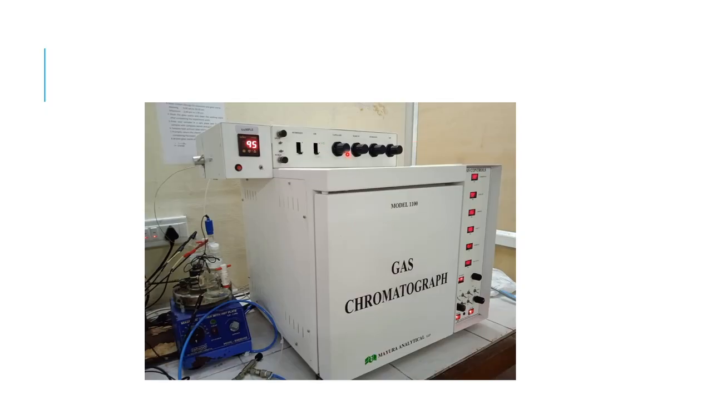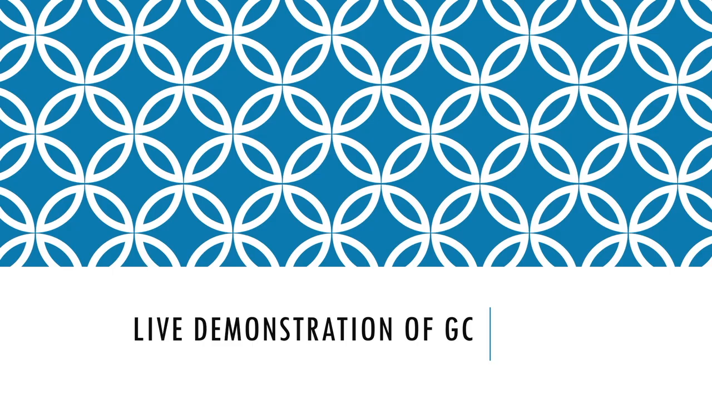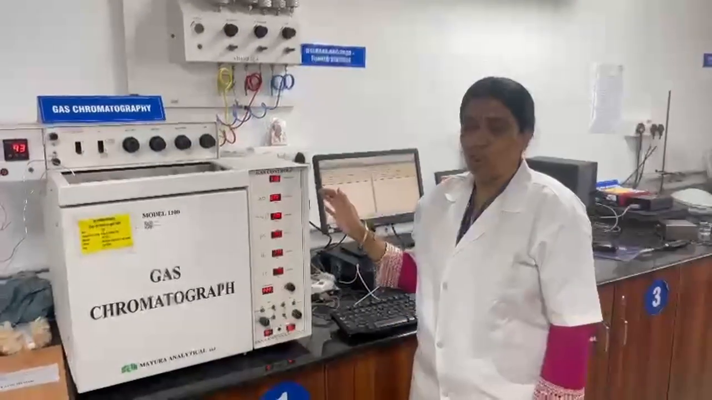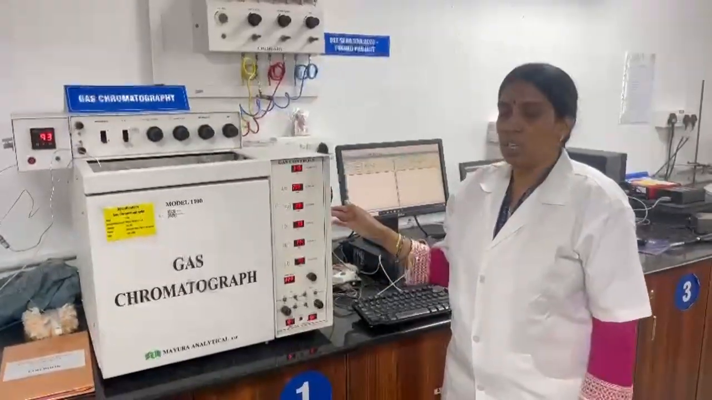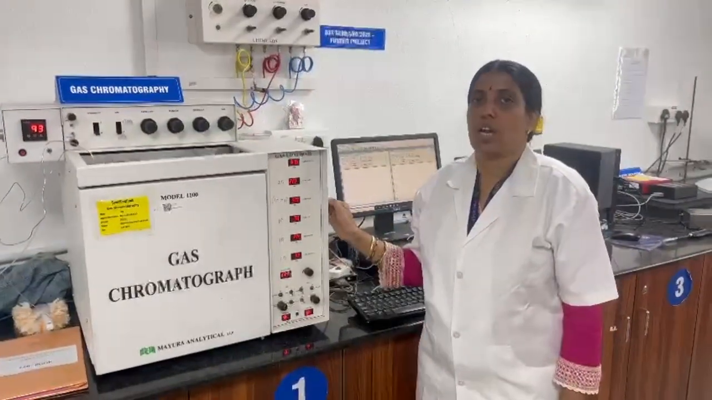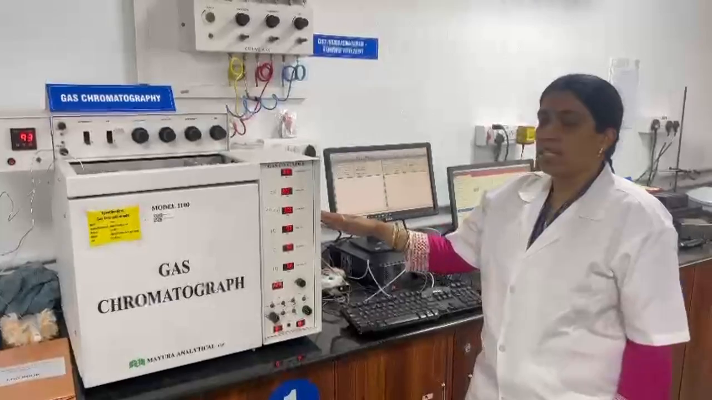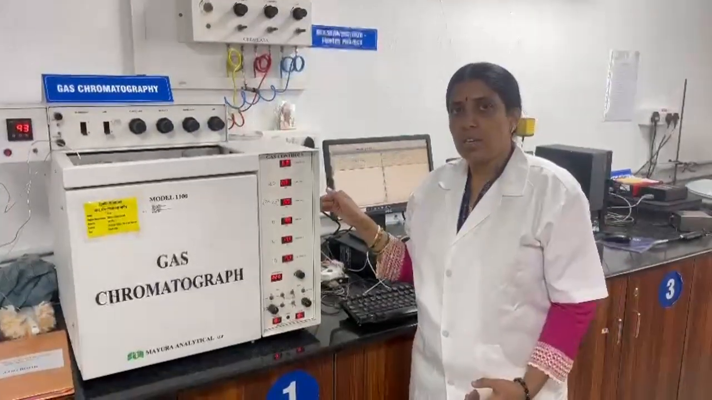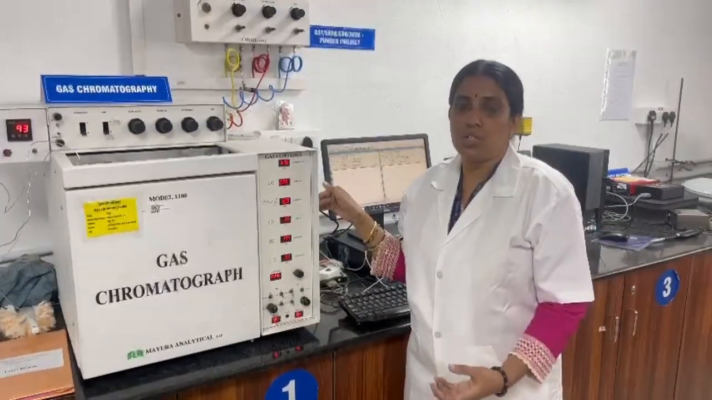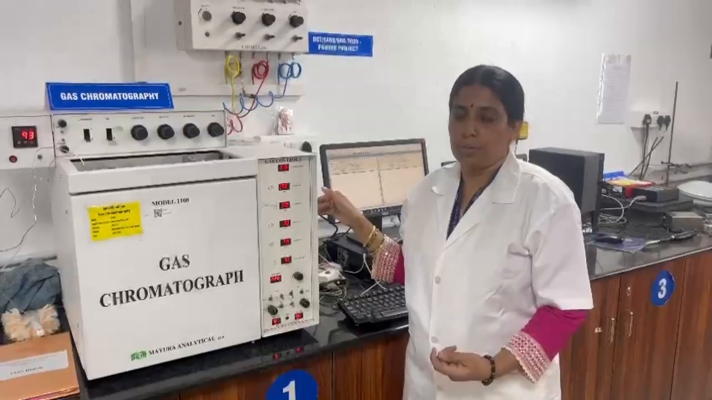These are the flow controllers. So we can go and see a live demonstration of the GC, where I will also show with an injection how the peaks are eluted from this gas chromatograph. Here we have a gas chromatograph which was purchased under DST's startup research grant, and this mainly has a mobile phase as a gas with a stationary phase as a solid or a liquid.